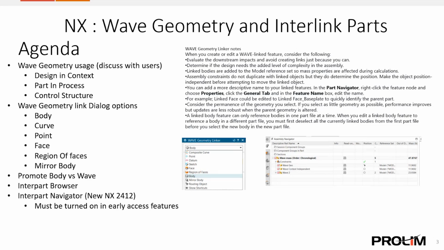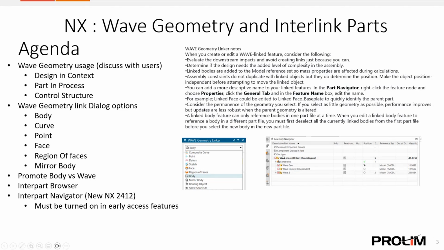When you create or edit a wave link feature, you should consider the following, and I will show examples of these throughout this presentation. You should evaluate the downstream impact and avoid creating links just because you can. No reason to overcomplicate things if you don't need to. Link bodies are added to the model reference set, so the mass properties are affected during these calculations.